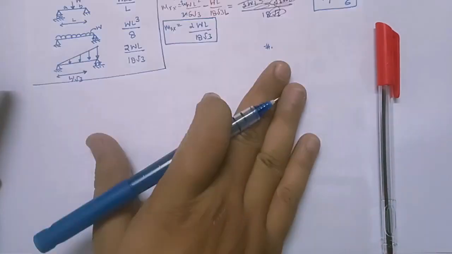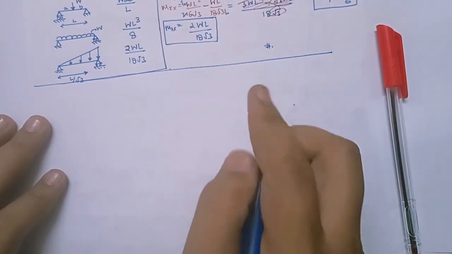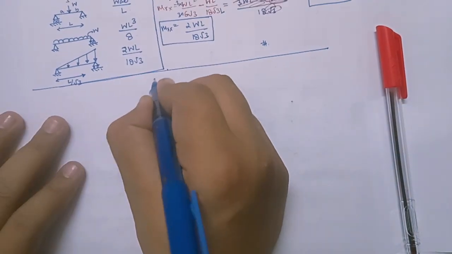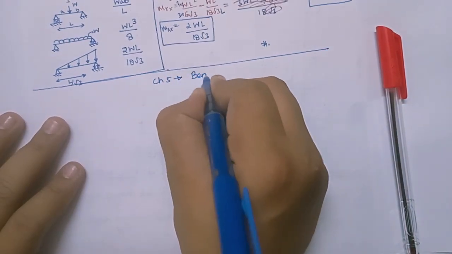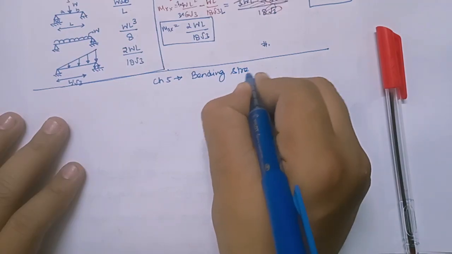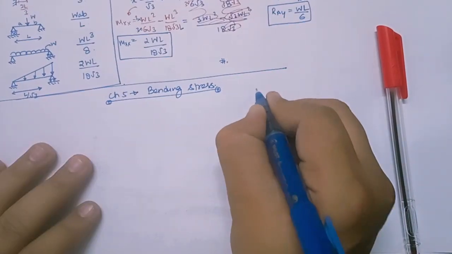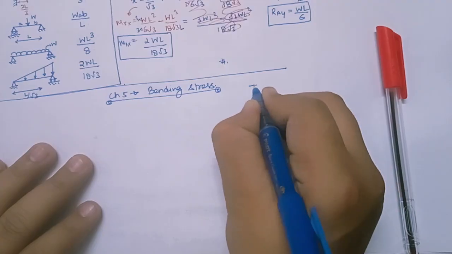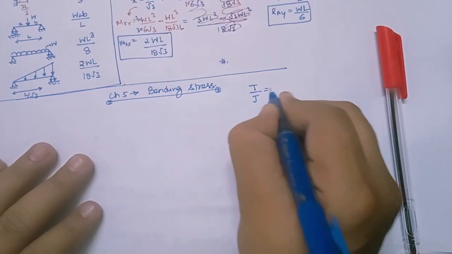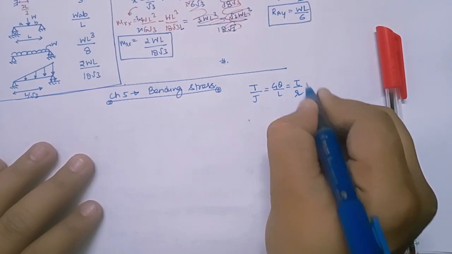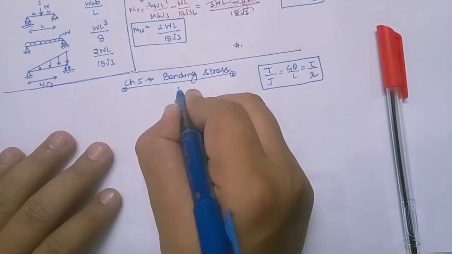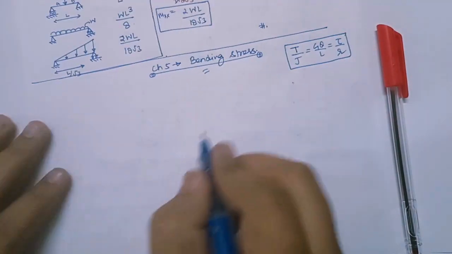Now we will do chapter 5 in the same continuation, because we will do 2 chapters here, right? So chapter number 5, we have bending stress. It is very easy. Bending stress, like we have done shear stress. The shear stress formula is what? Torsion: T by J is equal to G theta by L is equal to tau by R. In the same way, we are going to write the bending stress for bending moment, right?